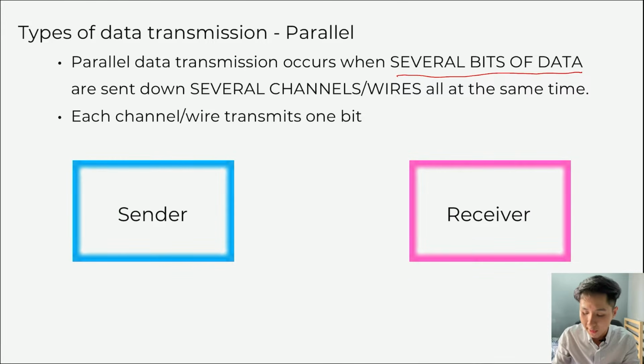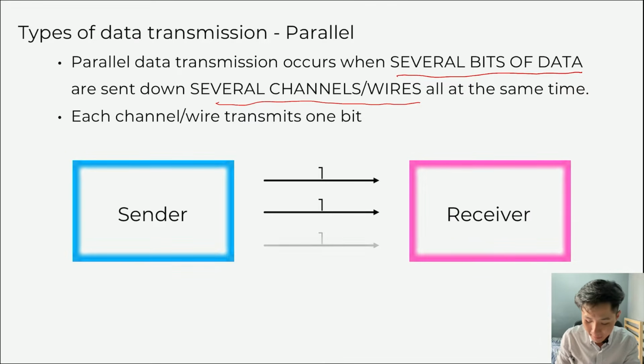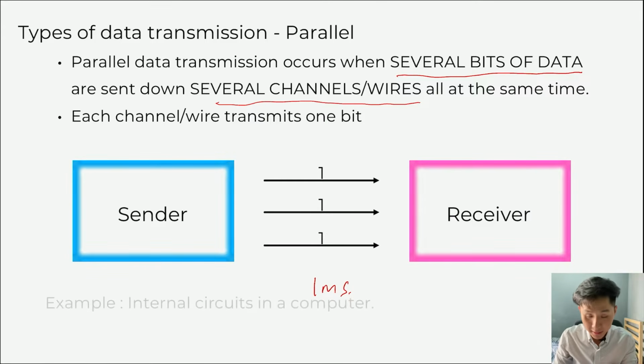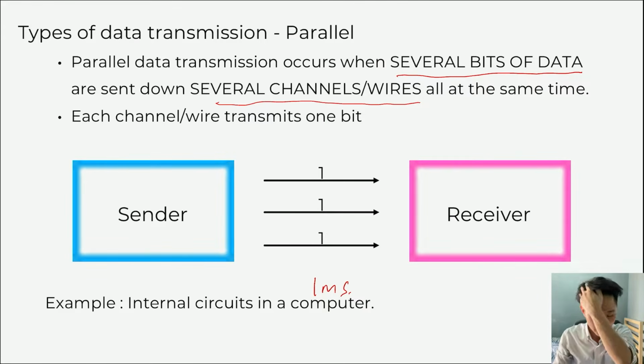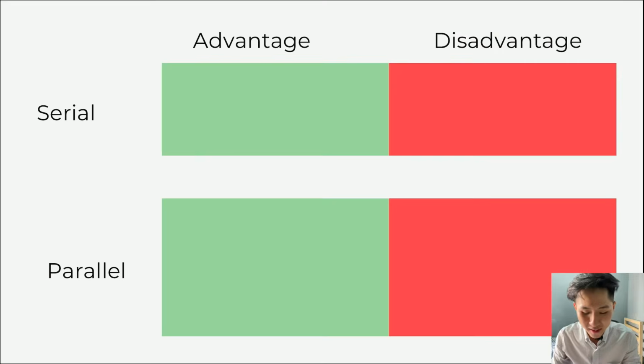Alright, so that's USB. And as for parallel data transmission, it occurs when several bits of data are sent down several channels or wires all at the same time, which means in just one particular second, multiple bits can be transmitted. So this is how it works. This could happen in 1 millisecond, and 3 bits are sent at the same time. So this is called parallel data transmission, such as the internal circuits in your computer. That's just one example.